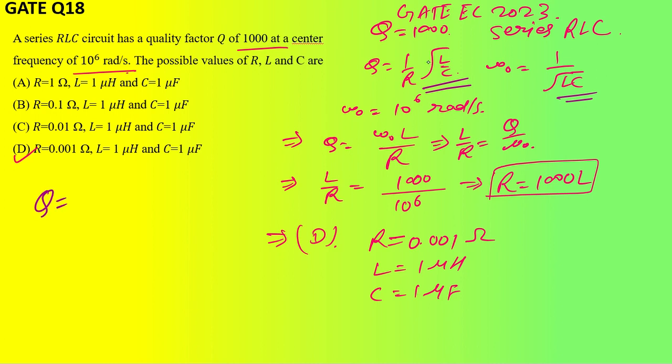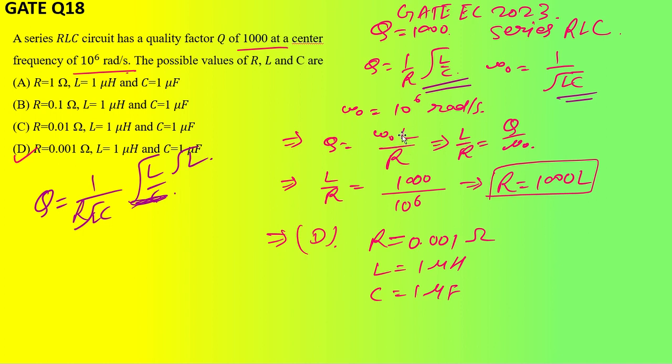Q is equal to omega naught; if I put that, it will be 1 by root LC into R is there, and root LC was there, right? So for that omega naught, I am giving 1 L extra. In that case, this C will get cancelled and this root L will get multiplied. So Q is omega naught L by R.